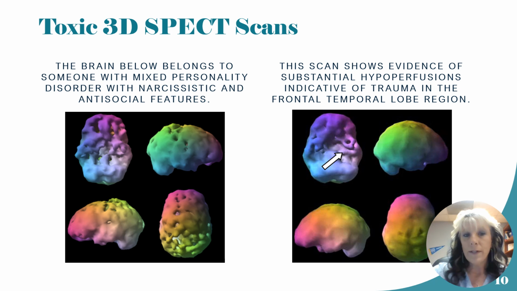Now, in the images below, the scan on the left shows a toxic surface scan with a Swiss cheese, shriveled appearance, indicating areas of decreased perfusion. And this is seen in someone with mixed personality disorder with narcissistic and antisocial features. Now, the scan on the right shows trauma, asymmetrical decreased perfusion, left frontal temporal lobe. This is seen in someone with severe impulsivity and depression, and it showed evidence of substantial hyperperfusions indicative of trauma in the frontal temporal lobe region. And hyperperfusion is a term that describes a reduced amount of blood flow.